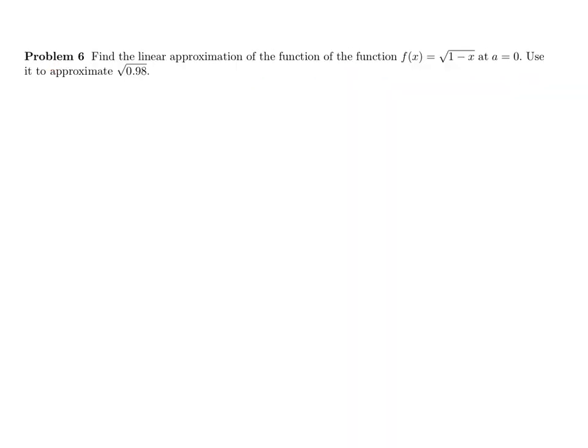In problem 6, let's find the linear approximation of the function f of x is equal to the square root of 1 minus x at a is equal to 0. Again, a reminder of the formula for a linear approximation. It's the formula for the equation of a tangent line. In general, it's f of a plus f prime of a times x minus a. And here we're using that a is equal to 0.